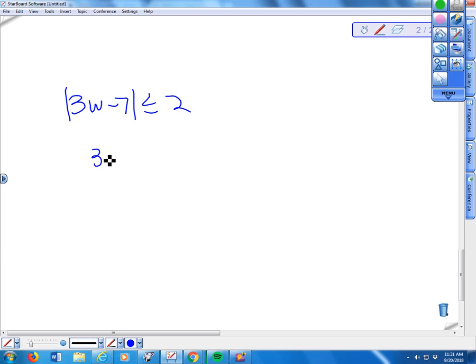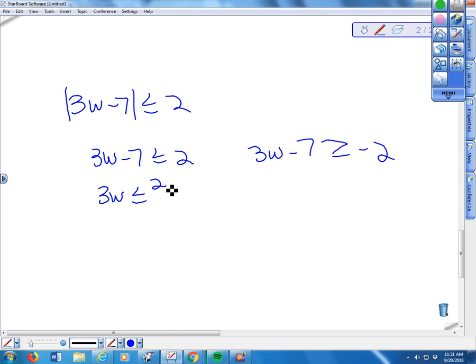Just set up my two equations. And so w is less than or equal to 3, or 5/3. So 5/3 is less than 3. So it's greater than 5/3, less than 3. It's between the two. That's letter A.